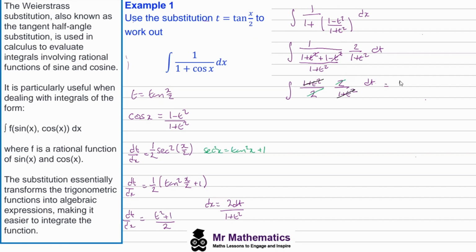So all we're working out is the integral of dt, which is t plus the constant. But we know that t is the tan of x over 2 plus the constant, so this becomes our integral. Okay? Let's move on to example 2.